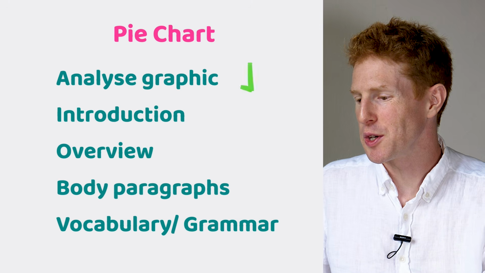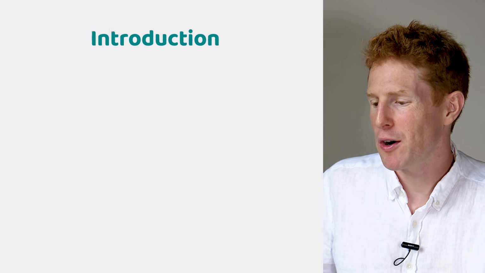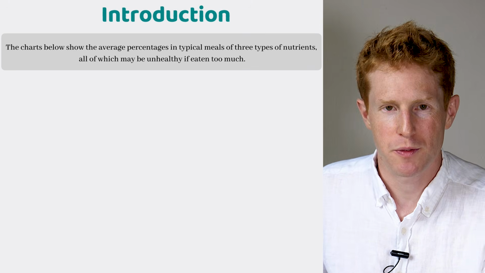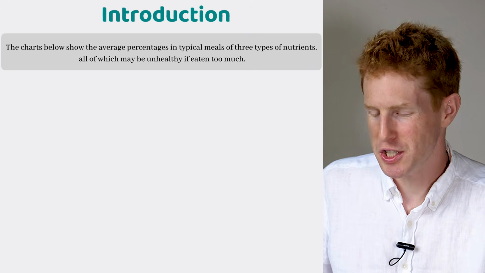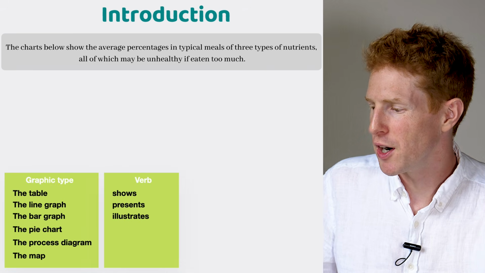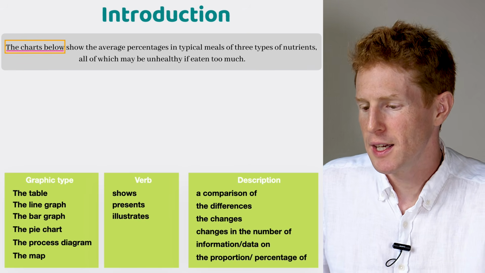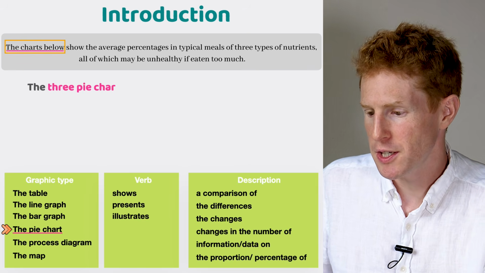Now we've analyzed the graphic, it's time to think about how we're going to write our introduction. We're going to use this cheat sheet. The graphic type, then the verb, and then the description. Now this helps us to rewrite the description in our own words. The chart below, okay, let's say the 3 pie charts.